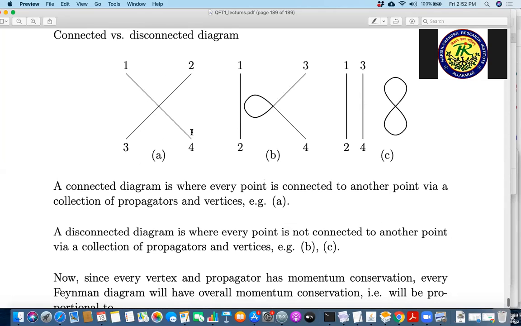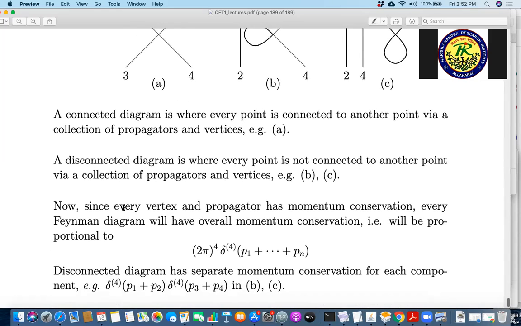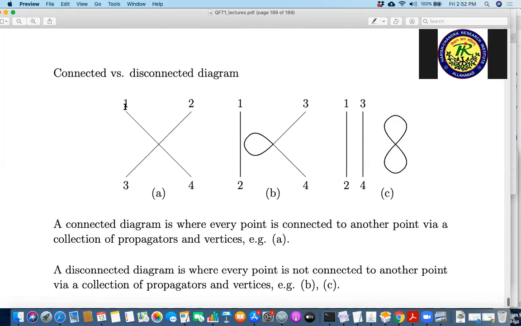So this is at the level of the diagrams, but actually at the level of the expression also there is a difference between connected diagrams and disconnected diagrams. And that's what I'm going to try to explain now. In a given Feynman diagram, we have seen that every vertex and propagator has momentum conservation. Whatever flows in has to come out. So here, if a momentum is going this way, the same momentum will be going this way. There's a momentum conservation on the propagator. At the vertex, whatever momentum flows in from one side must come out from the other side, which is equivalent to saying the total momentum flowing in is zero.